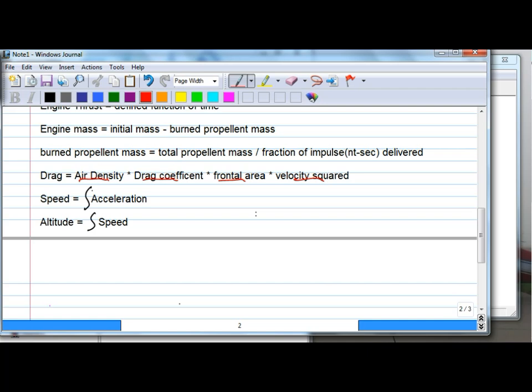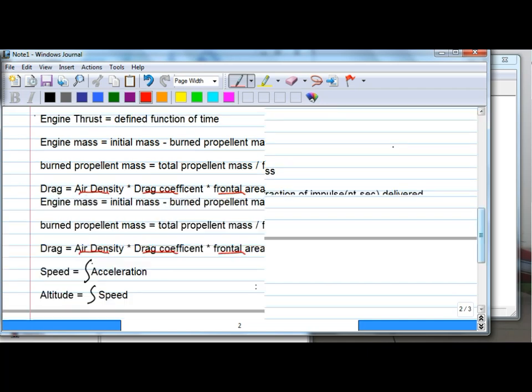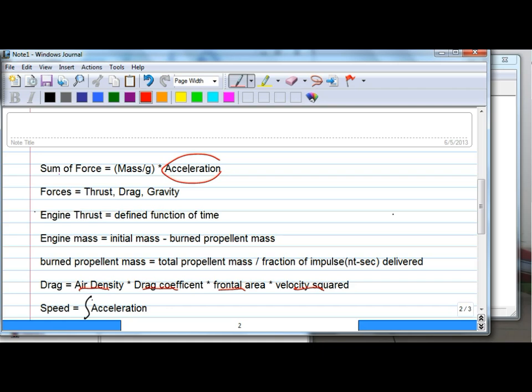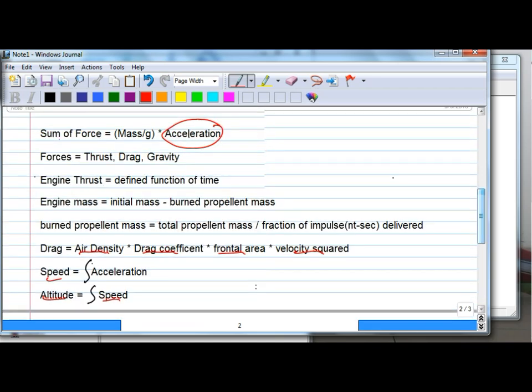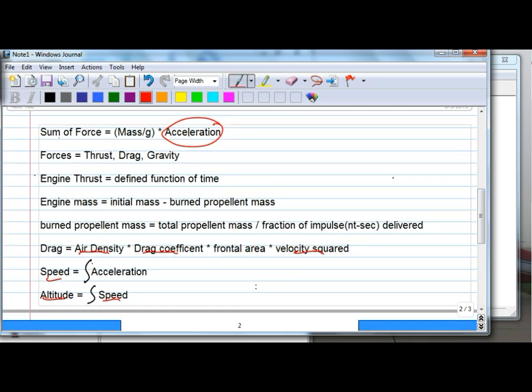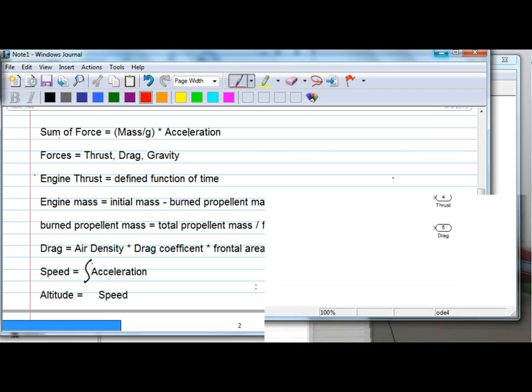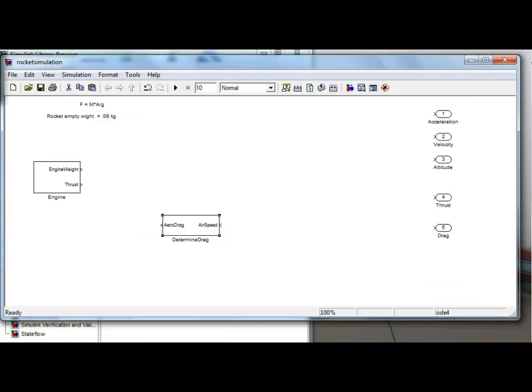And just simply by definition, speed is the integration of acceleration. So we get acceleration from this equation, we integrate that to get speed. Once we have speed, we can integrate that to get altitude. Those are the basic equations. It's pretty straightforward. We could do a lot of math and try to come up with one equation, or we can just build it from pieces. For this example, I'm going to build it from pieces for a couple of reasons. One, it's easier, and two, it lets us explore and change things because we can see how this all fits together. So I've started a model.